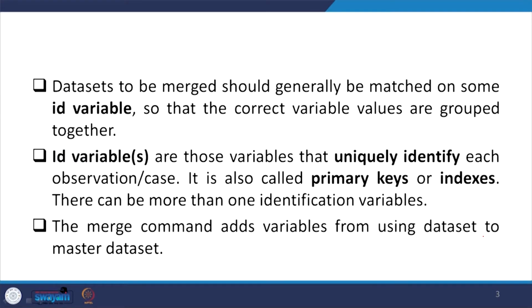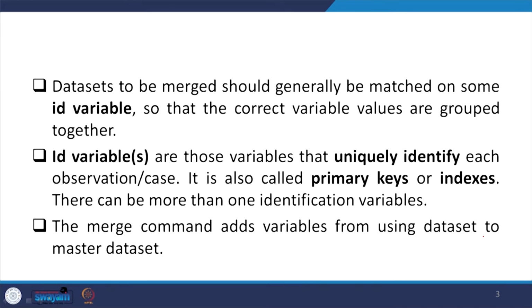Data sets to be merged should generally be matched on some ID variable, so that the correct variable values are grouped together. So, the ID variable we have highlighted here, we are going to guide you in detail. It is a bit tricky to understand what you mean by ID variable. All the data sets give first information related to ID, but the ID may not be uniquely identified, that is different. We are going to tell you in a short while.